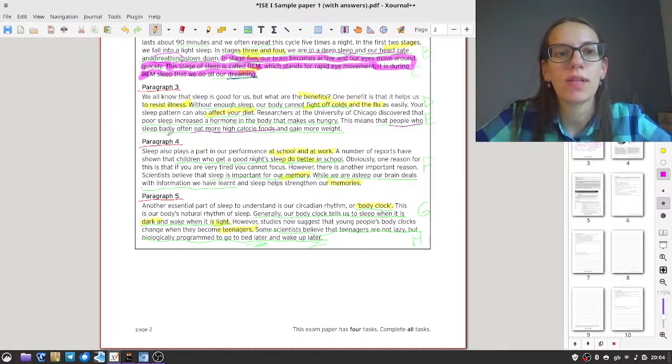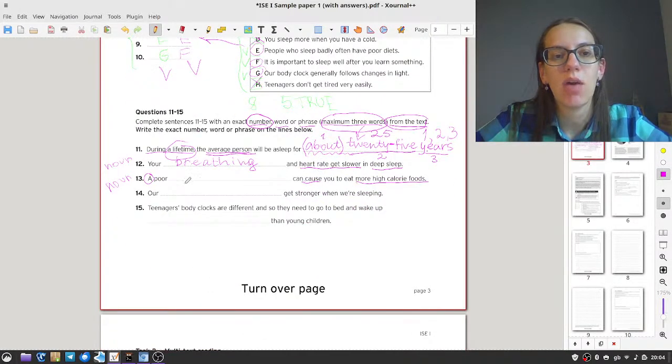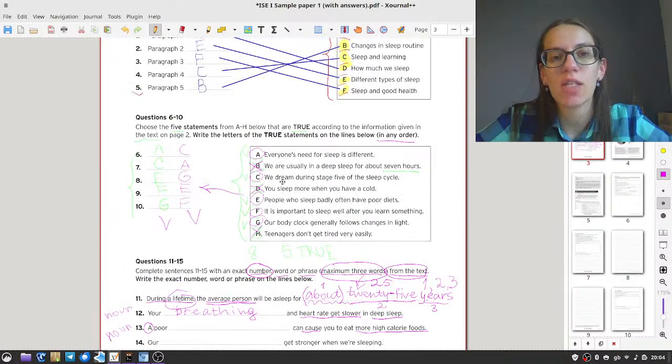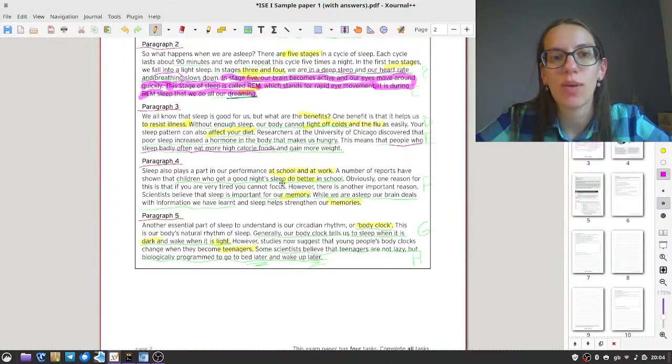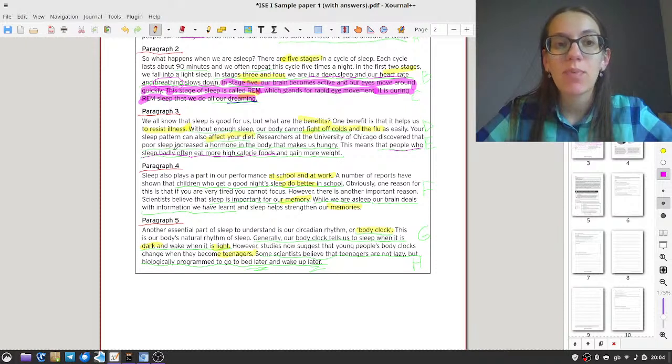People who sleep badly often eat more high-calorie foods. So it's sleeping badly, right? But people who sleep badly, we can't really put this in this sentence. A poor sleep badly doesn't work, because sleep is a verb, and we need to find a noun or something similar to a noun. Sleep badly doesn't work. It's a verb and an adverb.